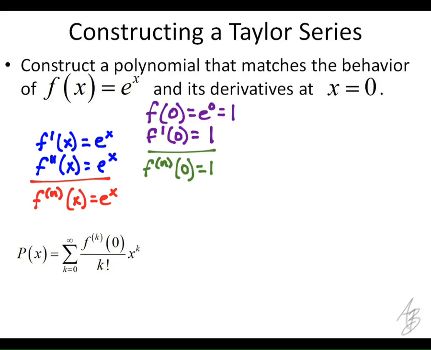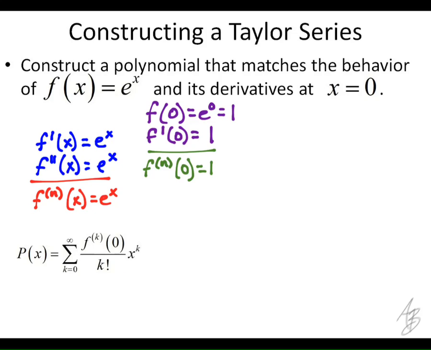Obviously, what I have written in red here and in green here is only going to work for the exponential function. It's not going to work for sine, cosine, 1 over x, whatever, because those derivatives are not going to be the same on all orders. So now all we really need to do is plug the information that we have here into this formula.